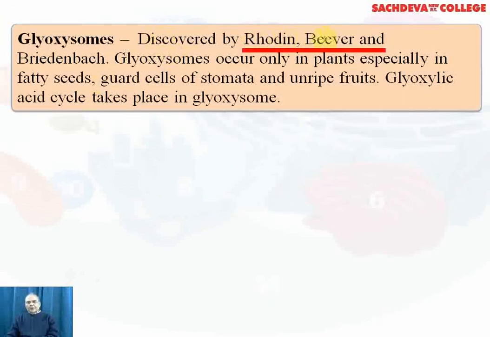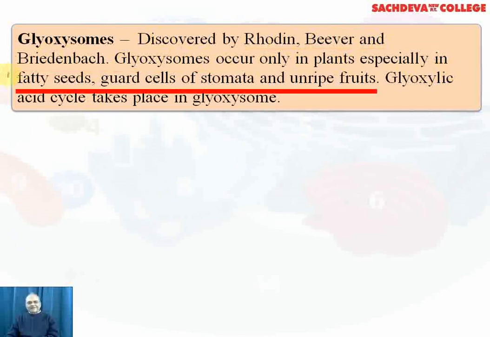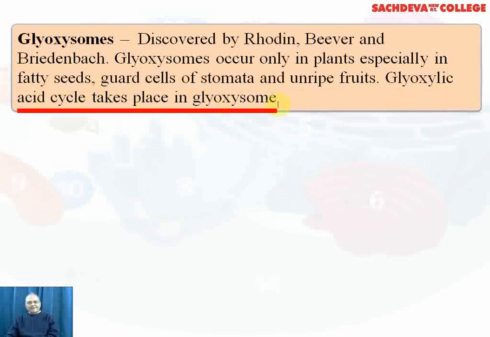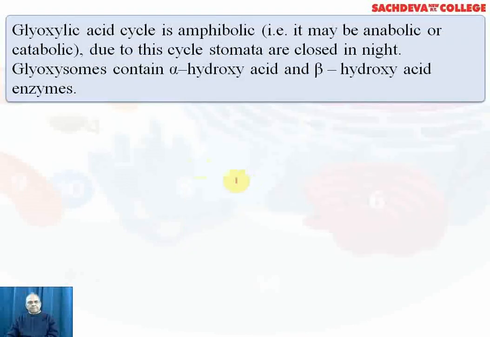Glyoxysomes, discovered by Rhodin, Beaver and Brindenbach. Glyoxysomes occur only in plants, especially fatty seeds, guard cells of stomata and unripe fruits. Glyoxylic acid cycle takes place in glyoxysomes. Glyoxylic acid cycle is amphibolic, that is, it may be anabolic as well as catabolic. Due to this cycle, stomata are closed at night. Glyoxysomes contain alpha-hydroxy acid and beta-hydroxy acid enzymes.